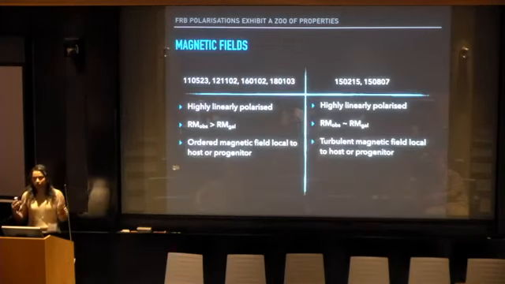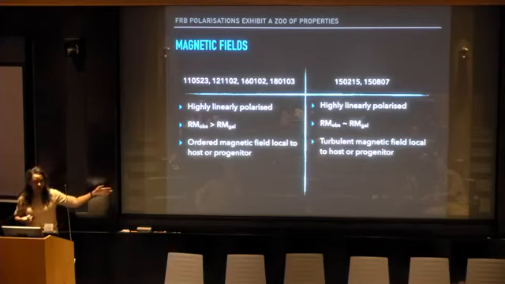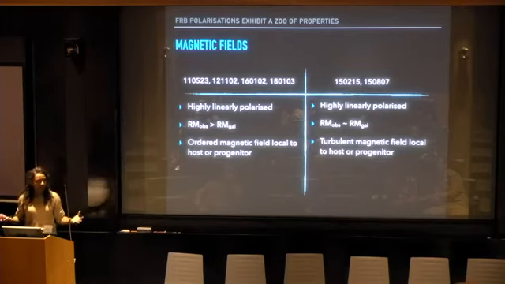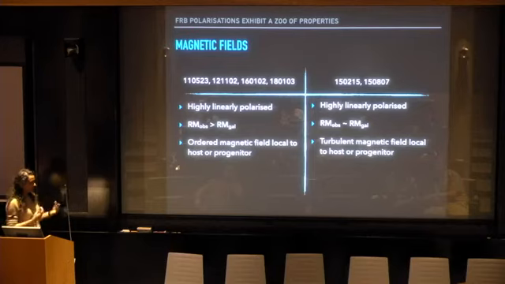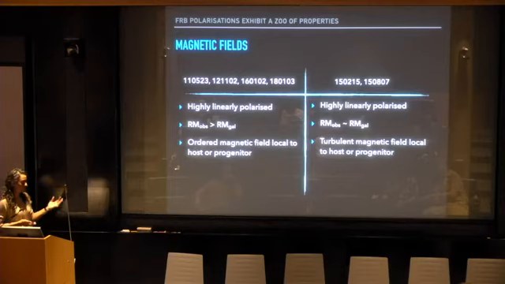Now, even the FRBs that are highly linearly polarized are quite diverse. For example, some of them have observed RMs well in excess of the galactic contribution, which suggests an ordered magnetic field associated with the host and the source. But then you have others which are, again, highly linearly polarized, but the observed RM can almost entirely be accounted for by the galactic foreground. So this suggests that maybe there is no ordered magnetic field associated with the host and the source.